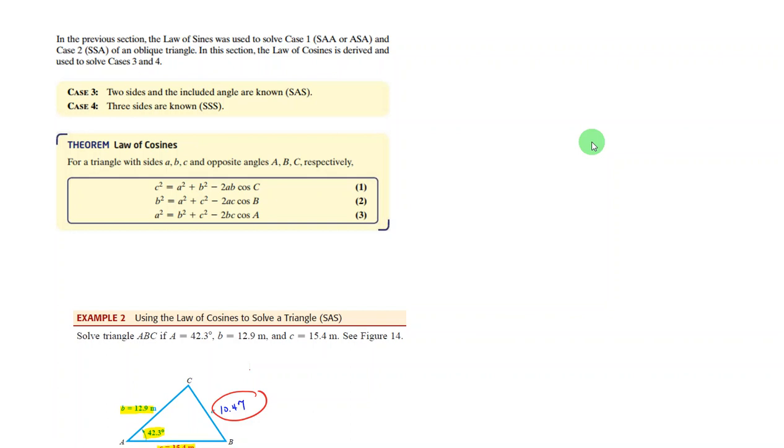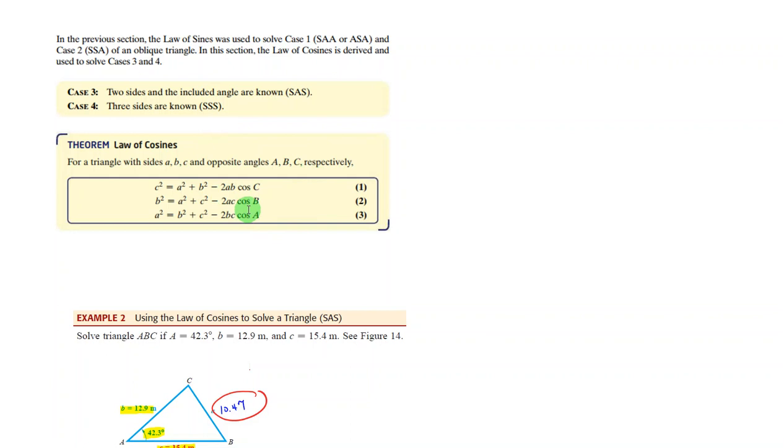This is section 8.3, and we're going to learn about the law of cosines. Now, we've been using the law of sines, and now we're going to get the law of cosines that we can use to solve those cases 3 and 4 that were pointed out when we first started this. So case 3 was 2 sides and the included angle, or 3 sides.